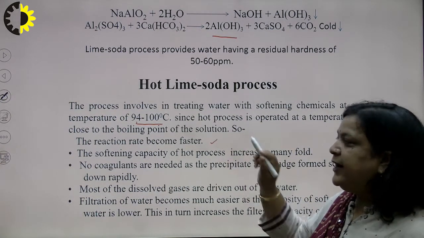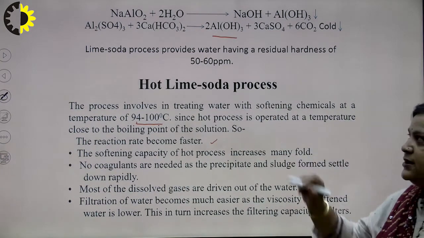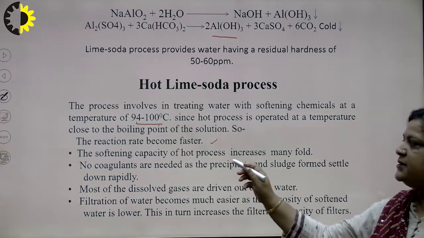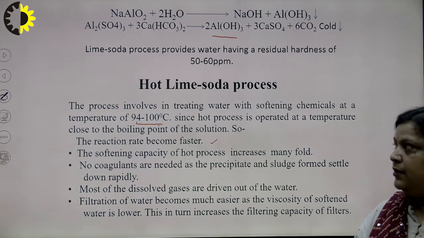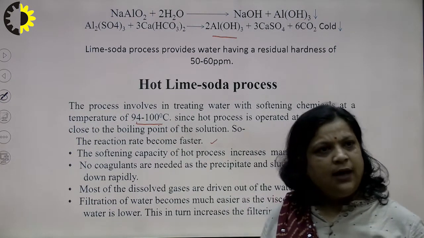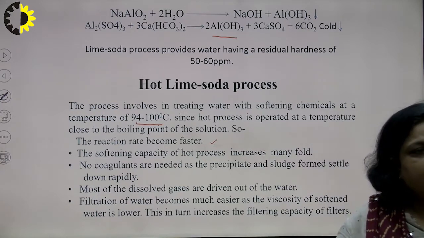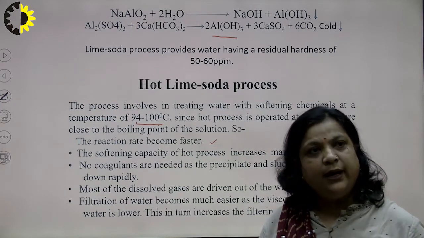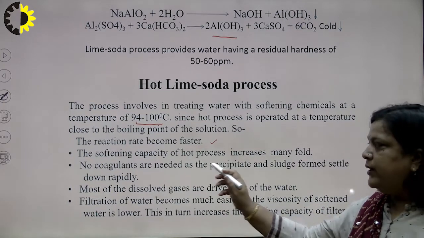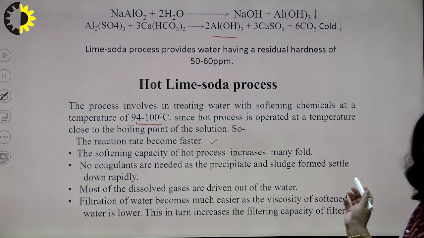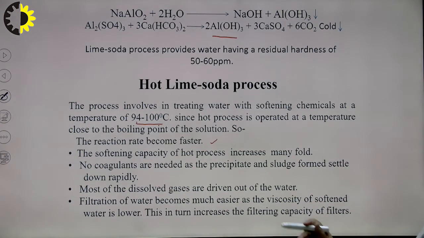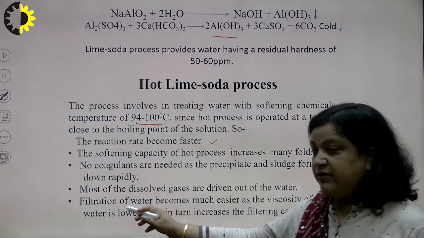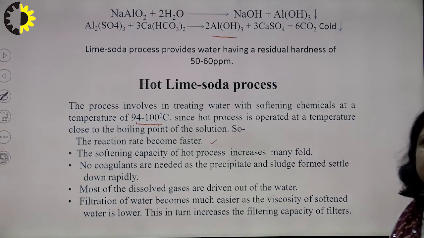So we can say the rate of reaction in this process becomes fast, and the softening capacity of this process increases many times. After the temperature is increased up to this, temporary hardness is already removed, because we know that temporary hardness can be removed by boiling. No coagulants are needed to precipitate the particles, and if carbon dioxide is present in water, it can be easily removed or driven out from the water. Since the viscosity becomes low, filtration becomes easier.